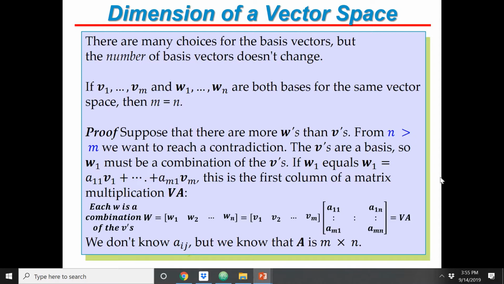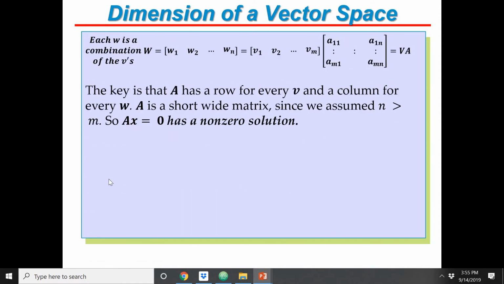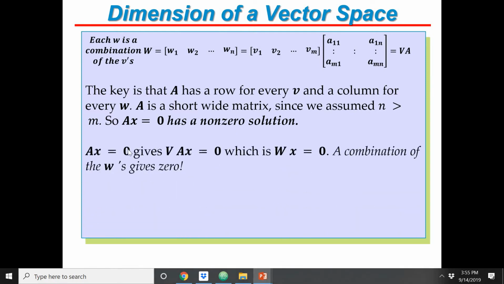Now, what do we know if we have a matrix that has more columns than rows? We know it has a non-zero solution to the null space problem. So effectively, we know that there is an x that is not everything zero, such that Ax equals 0. If there is such an x with a non-zero solution, we can multiply the equation Ax equals 0 with v. From Ax equals 0, I can write vAx equals 0. But v times A is the W matrix. So I get Wx equals 0.